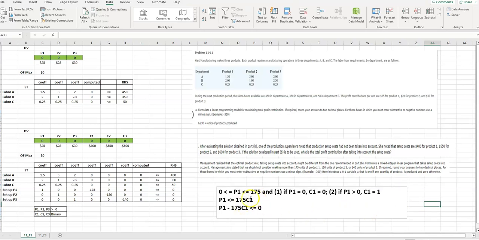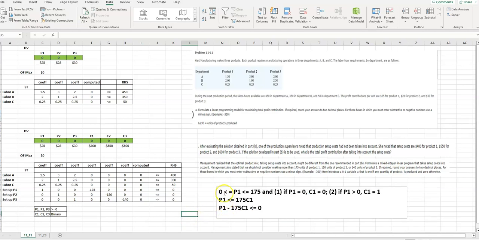and then the rest of this will make sense. The way that I take this into account from a programming standpoint, I'm saying that P1 has to be less than or equal to 175 times C1. And when I move the 175C to the left-hand side by subtracting it, this is what I'm left with. Now let me make sure that everybody understands this. Let's take a little time to understand this.